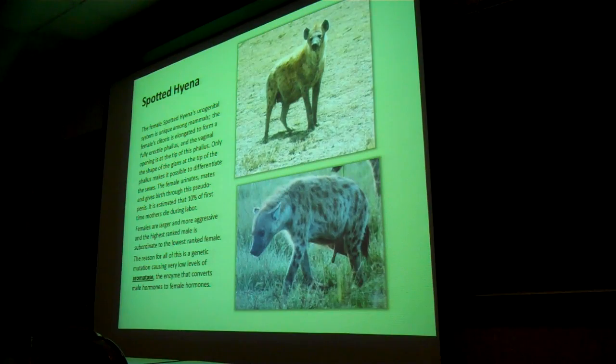Is the top one normal? I think that's the female too. You just don't see the clitoris there, I guess. But they're bigger than the males. They're meaner than the males. They run the pack, whereas with other types of hyenas, that's not the case. So it was a whole behavioral change once all these females got all that testosterone.